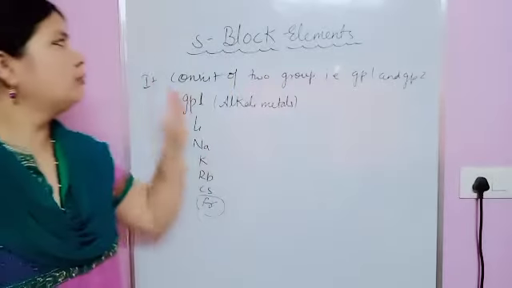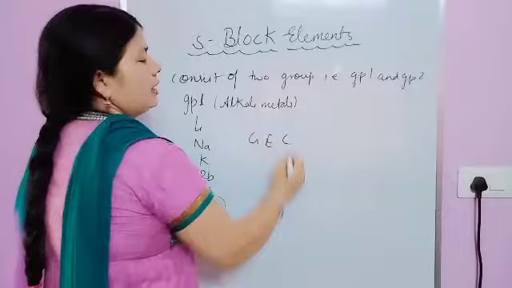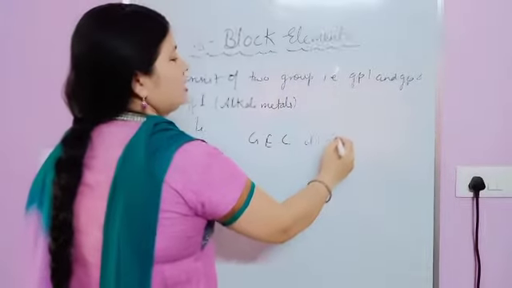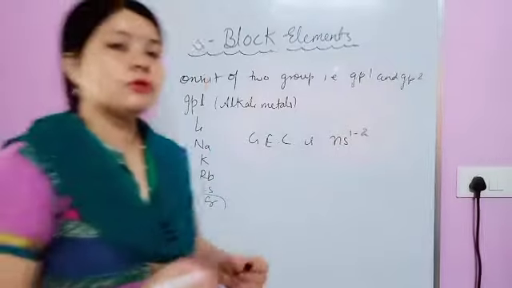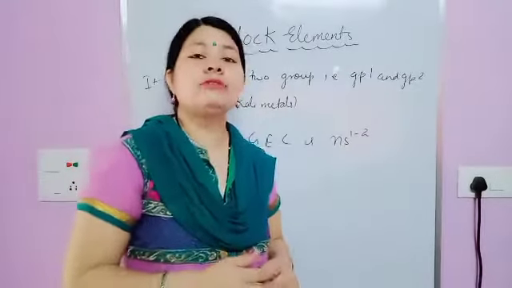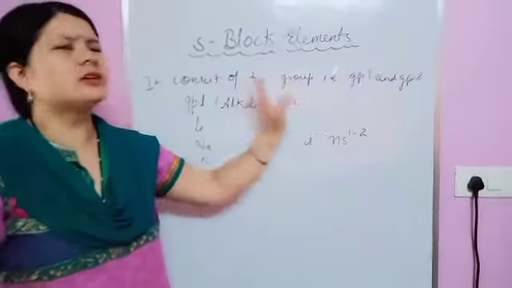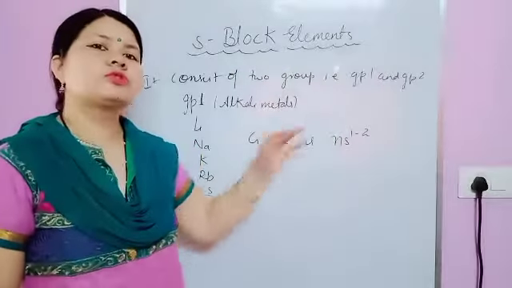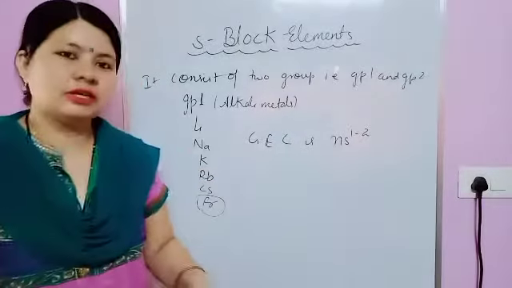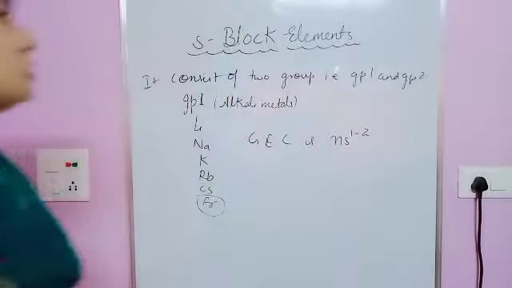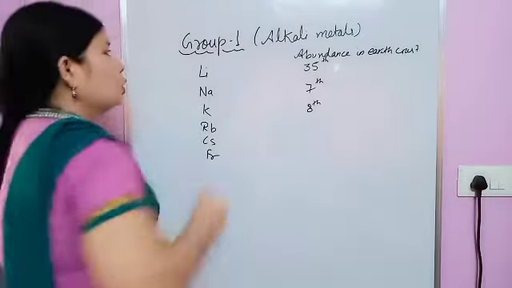Okay, now in case of S block element, the general electronic configuration is ns1-2. Okay, if it is for the first group, then it is ns1, and if it is for the second group, then it is ns2. Okay, this one is regarding general S block elements. Now we have to study the first group first, and after that the second group in detail. Now just see.